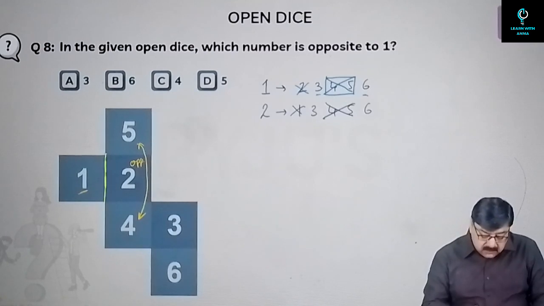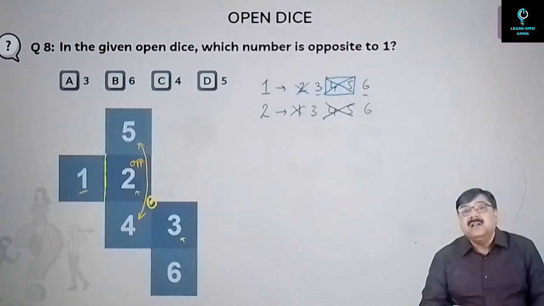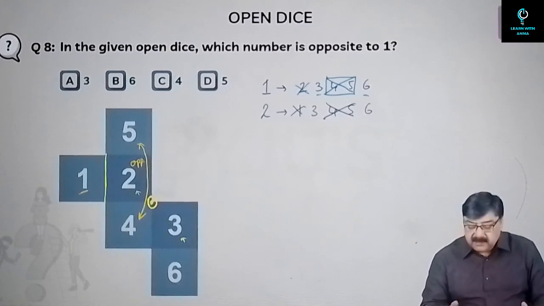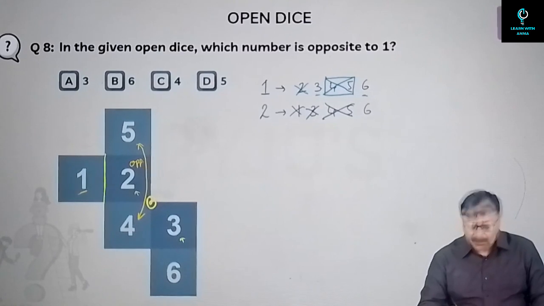Now also 2 and 3, they share a common corner. They are meeting at a corner, which means only the faces which are adjacent to each other meet at a corner. So that means 2 cannot be opposite 3. So clearly 2 is opposite 6.